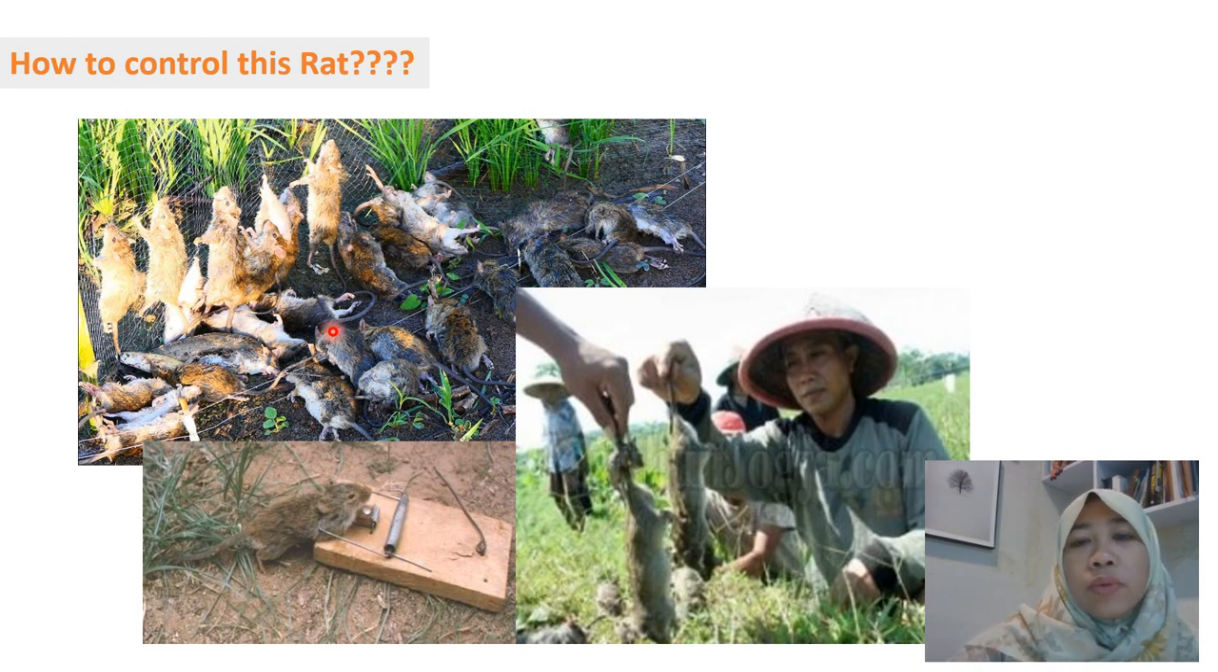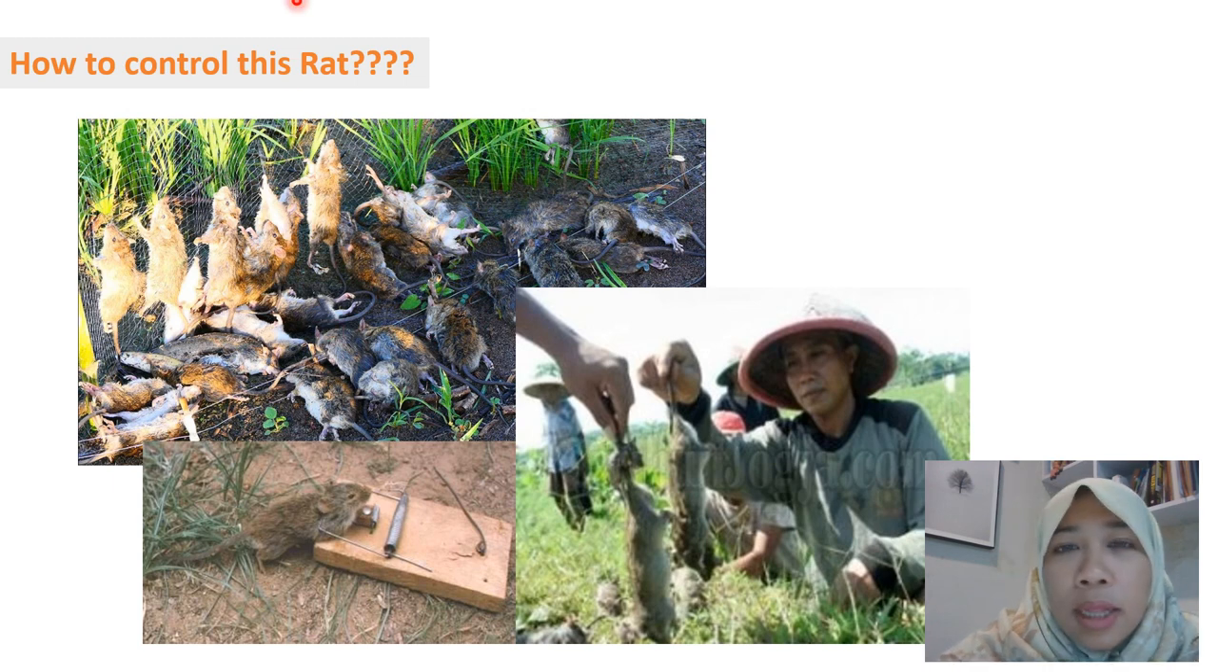Then the question is how to control this rat. Basically, we have a lot of solutions to manage rats in the field. We have the TBS, trap barrier system. We have the LTBS, linear trap barrier system. We have a biological agent, using Tyto alba, the owl. The owl will consume the rat because Tyto alba is one of the good predators for Rattus argentiventer. In one night, the owl can consume about 9 to 12 rats per night.